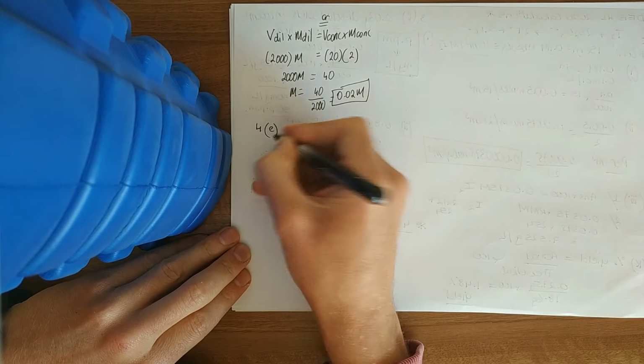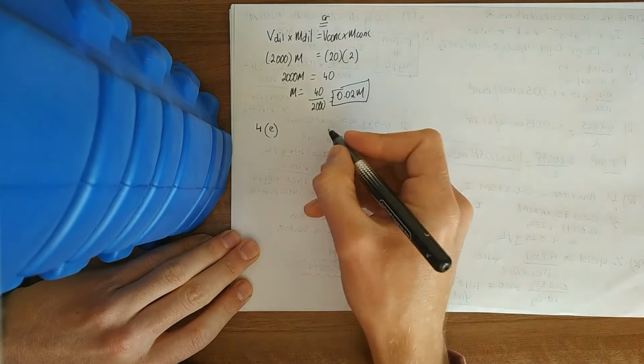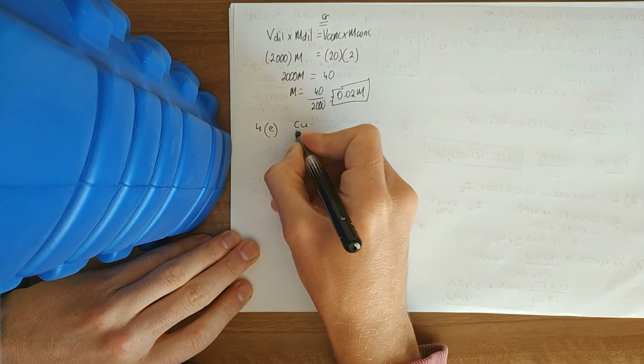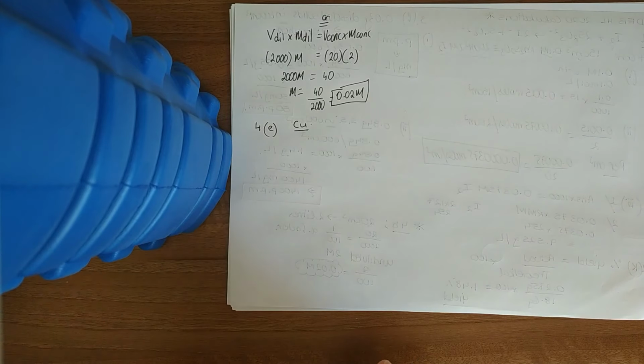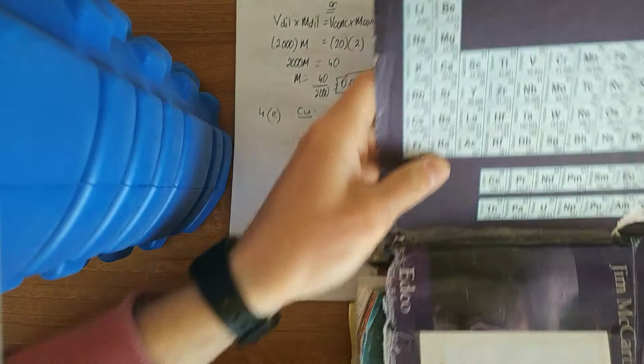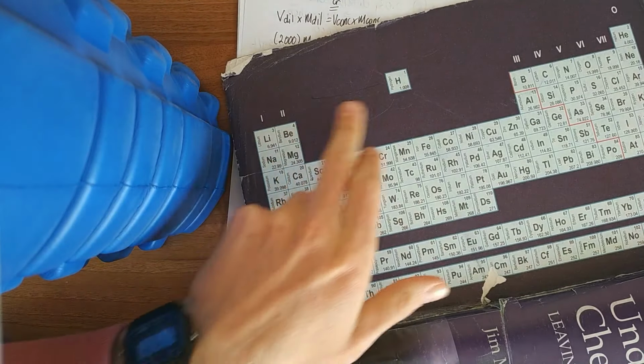4E now. We'll not get all of these done. It's the electron configuration of copper. Now remember, copper and chromium are your two exceptions in this. So just take out your periodic table. We're just going along.